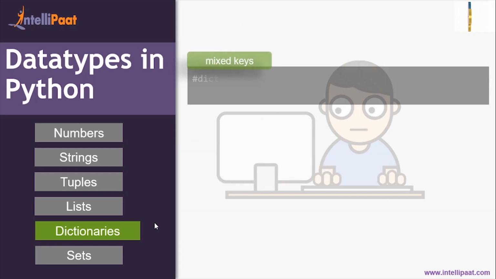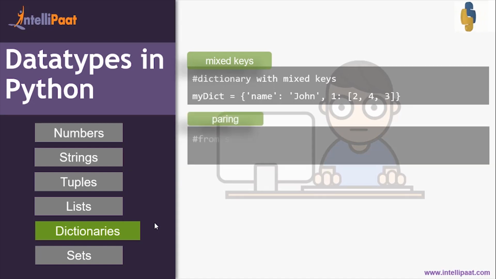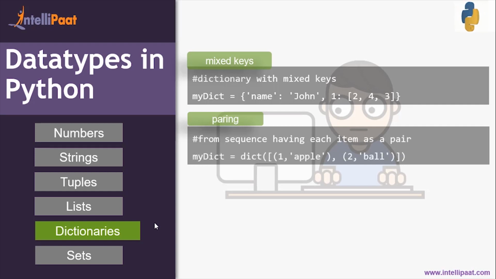Next is mixed keys. Dictionary with mixed keys. That is, we have keys of mixed data types. For example, name is a string up here, 1 is an integer, right? So this is mixed keys. Next we have pairing. That is, from a sequence having each item as a pair. Dictionary, 1 apple, 2 ball, all are taken as pair elements. Fine.